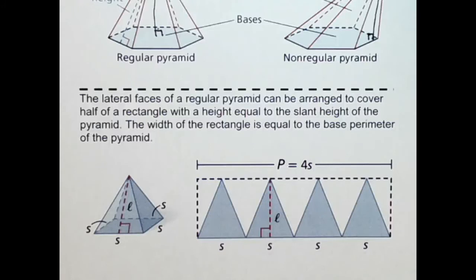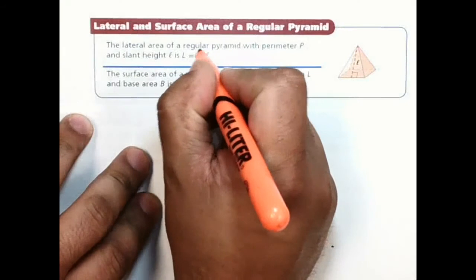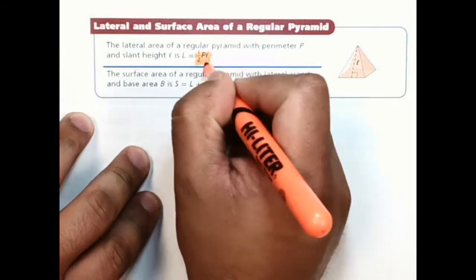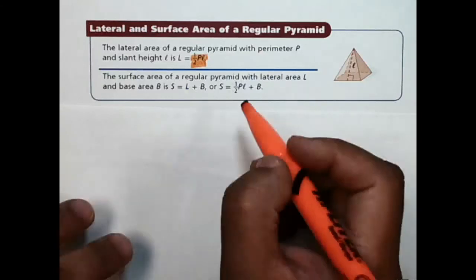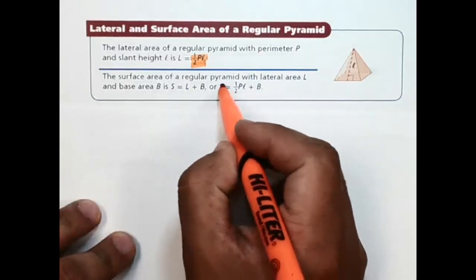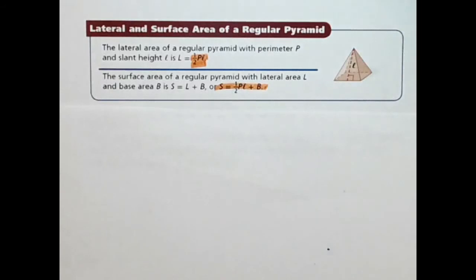So let's get to the formula real quick. The lateral area of a regular pyramid is going to become 1/2 the perimeter of the base times the slant height. The total surface area is going to be 1/2 PL plus B, where B is the area of the base.